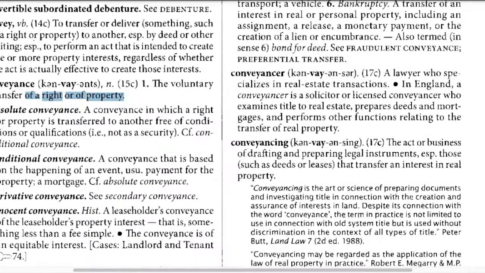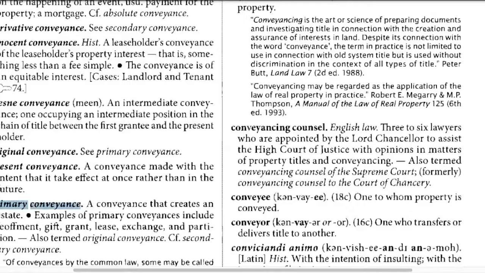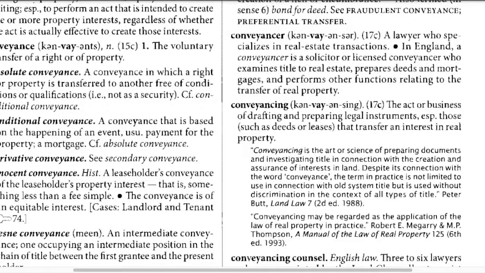We have absolute conveyance, conditional conveyance, innocent conveyance. Qualifications, not a security, primary conveyance that creates an estate, present conveyance: a conveyance made with the intent that it take effect at once rather than in the future. We have mesne conveyance, an intermediate conveyance, one occupying an intermediate position in the chain of title between the first grantee and the present holder. Wow. A lot of conveyances, but usually it involves property and transfer of property and recording of it as a written transfer, a record of the act.